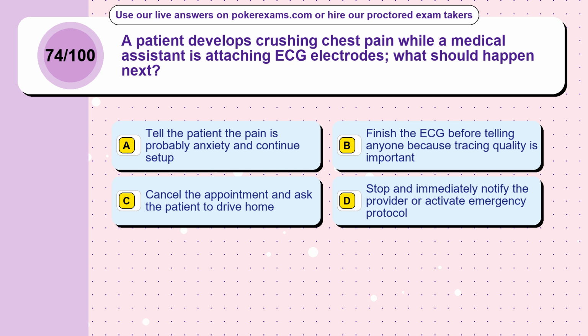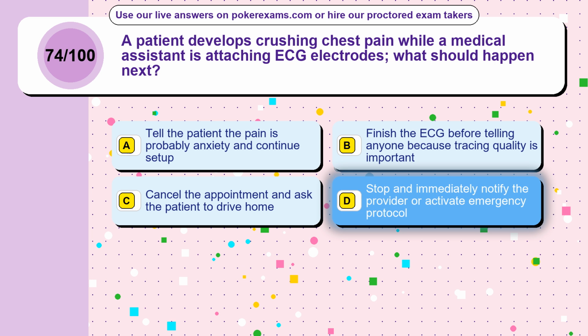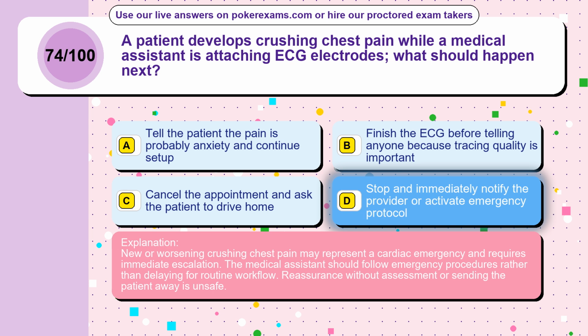Option D. Stop and immediately notify the provider or activate emergency protocol. The correct answer is option D. Stop and immediately notify the provider or activate emergency protocol. New or worsening crushing chest pain may represent a cardiac emergency and requires immediate escalation. The medical assistant should follow emergency procedures rather than delaying for routine workflow. Reassurance without assessment or sending the patient away is unsafe.